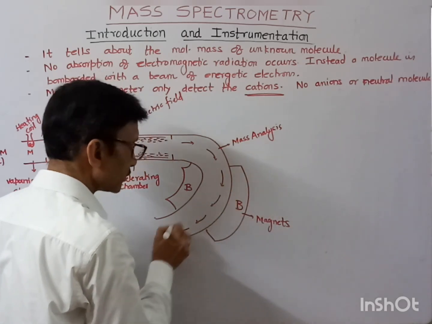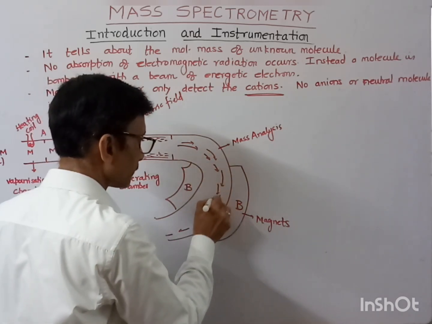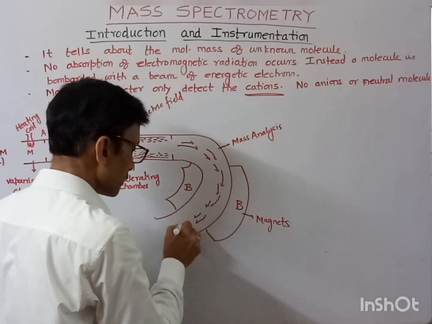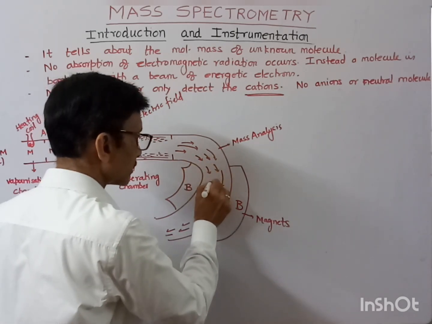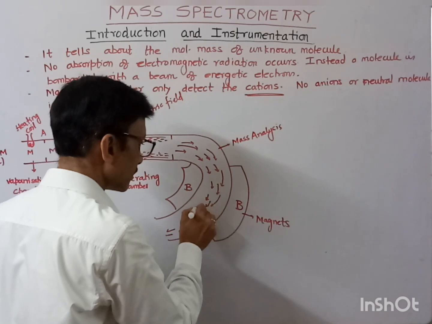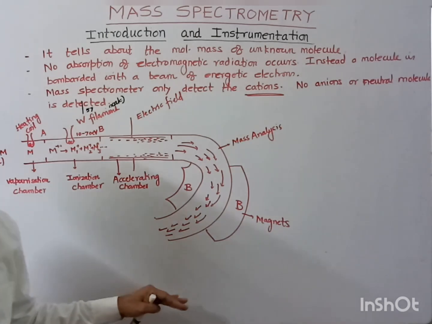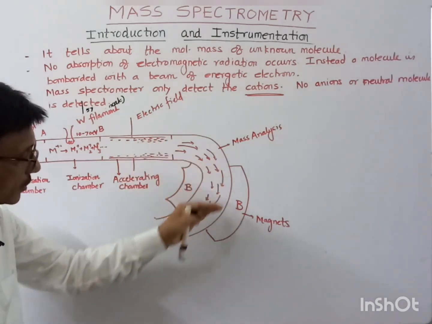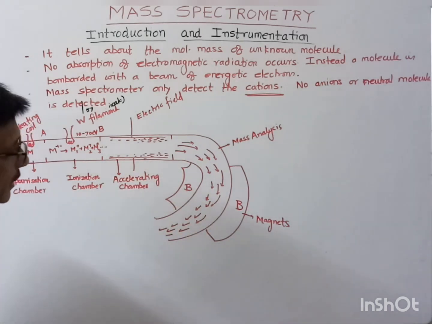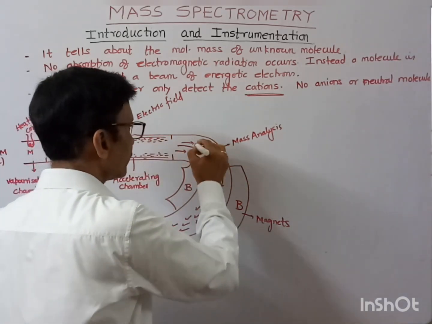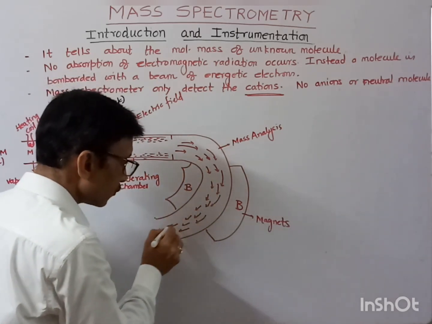Various fragments will undergo this. Some fragments will reach the detector late, some will reach earlier, depending upon their mass and their stability. Some fragments will reach the detector a little earlier, some will reach it late. So here we can see this deflection is less and this deflection is more.